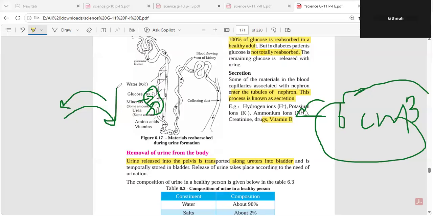Then the removal of urine, urine is released to the pelvis and is transported along the ureters into the bladder. Then the urine is temporarily stored in the bladder and it will be released according to the need of urination. අවශ්‍යතාවය ආවම, ඒ කියන්නේ බ්ලැඩර් එක ෆිල් වුණාම යම්කිසි මට්ටමකට වඩා යූරින් පාස් අවුට් කරන්න අවශ්‍ය වෙනවා. එතකොට යූරින් අයින් වෙනවා. Clear?